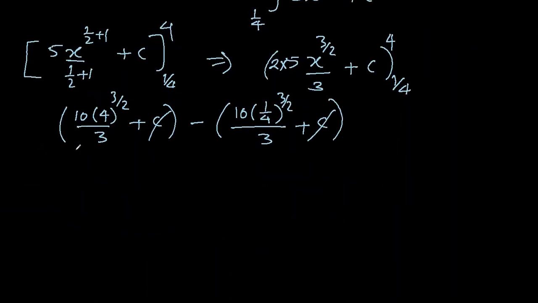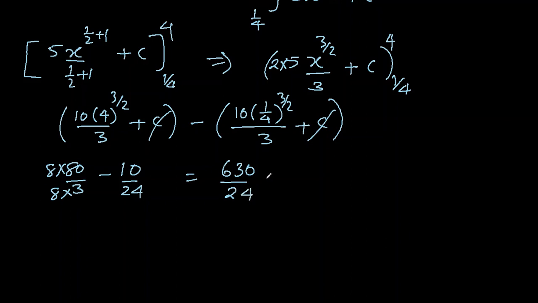Okay. So what are we left with? 4 to the power 3 over 2 will be 8. So 80 over 3 minus 1/4 to the power 3 over 2, which is 1 over 8. So it will be 10 over 24. I'm doing everything mentally. Please use your calculator if you are not sure how I got this one. Okay, so we can multiply this by 8 to make it 24. So this comes 640 minus 10, 630 over 24. This is the area under the curve.